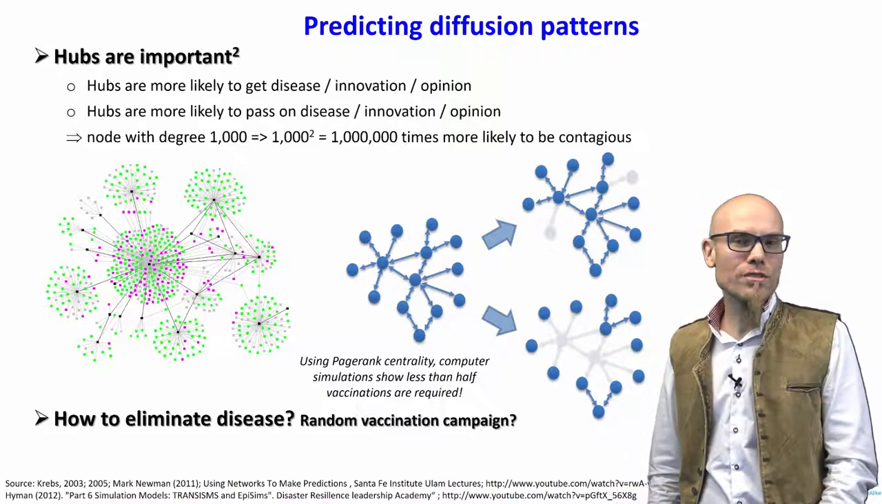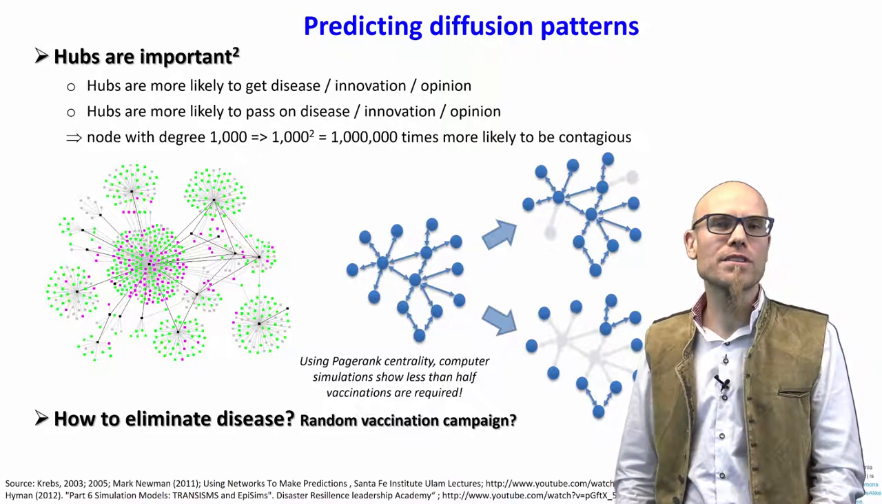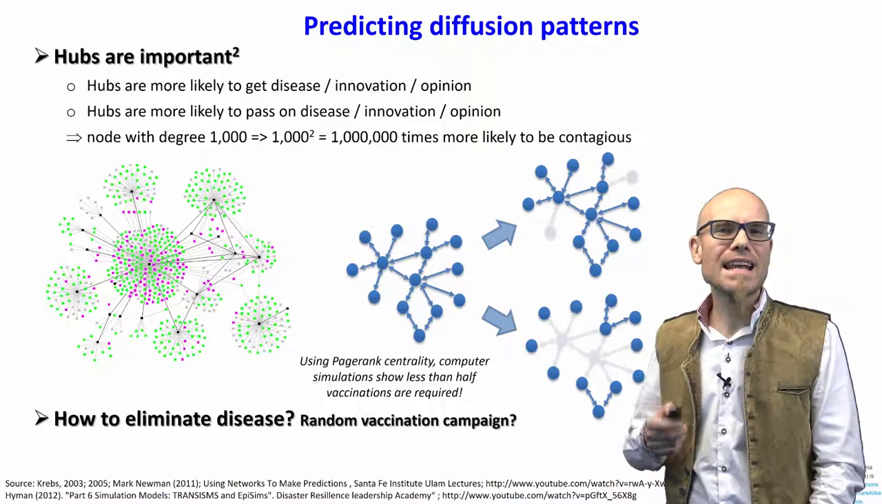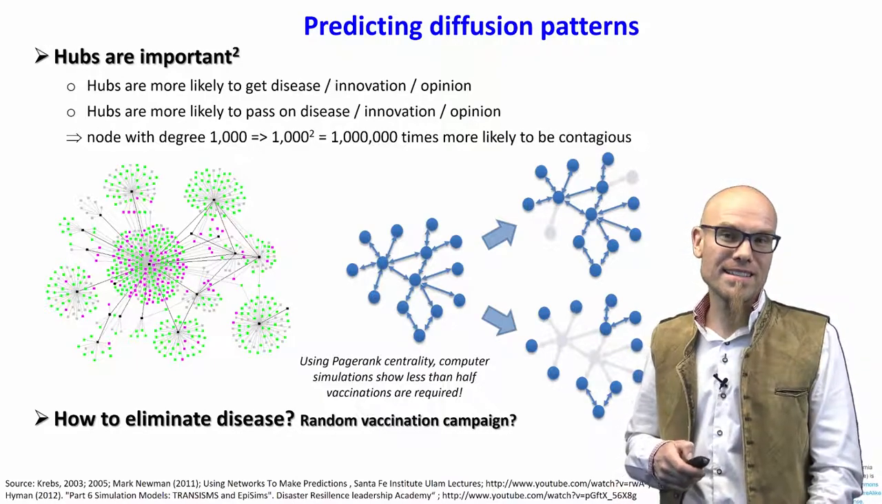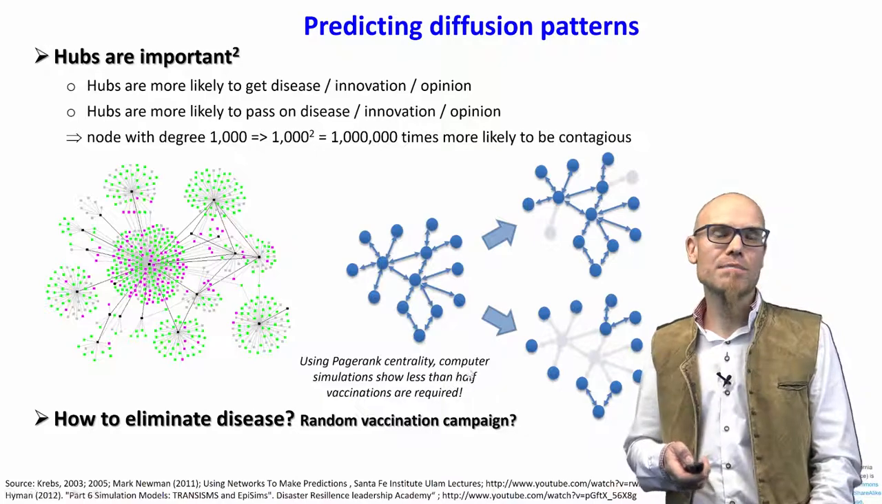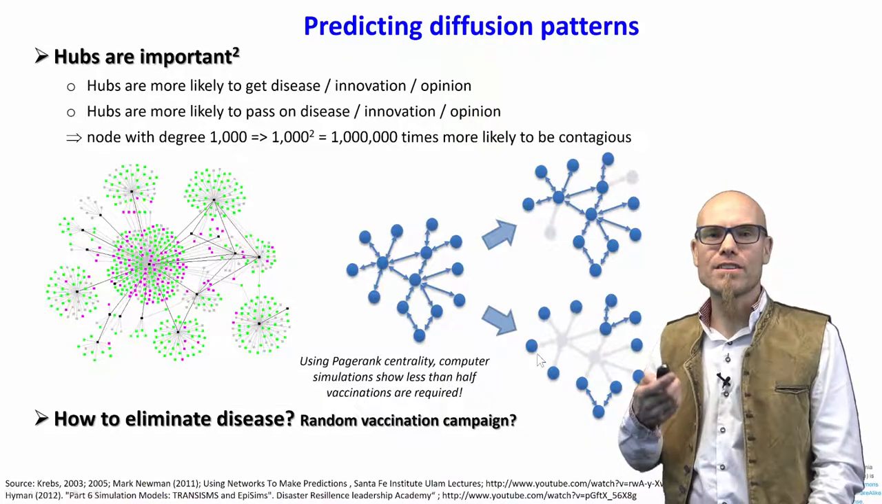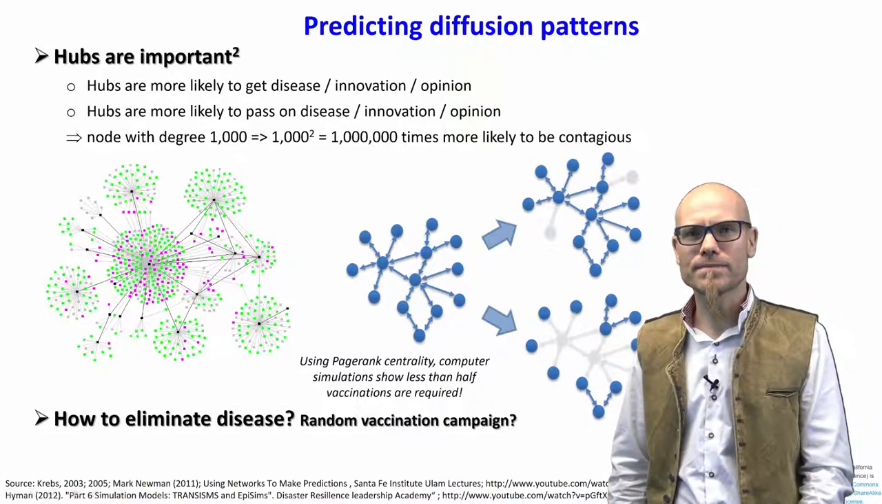It has been shown that using that metric, a computer simulation shows that you need less than half of the vaccinations if you go smartly about it and vaccinate the people with the highest PageRank centrality.